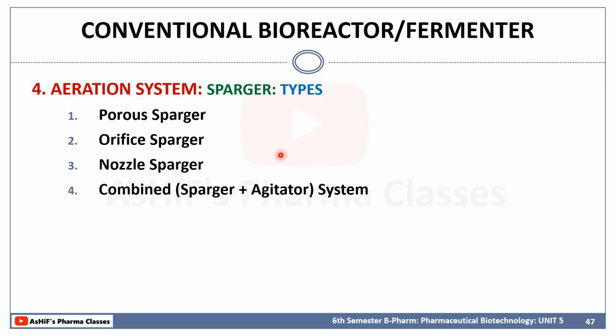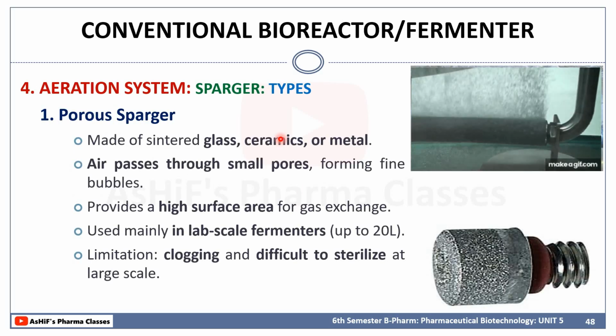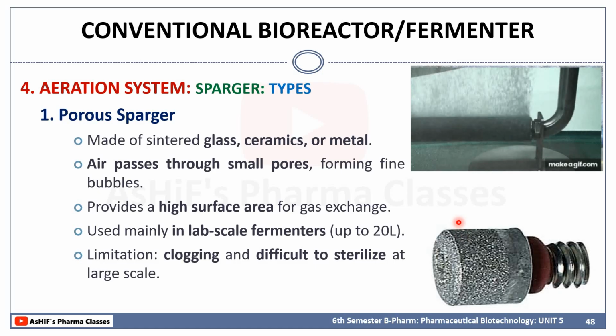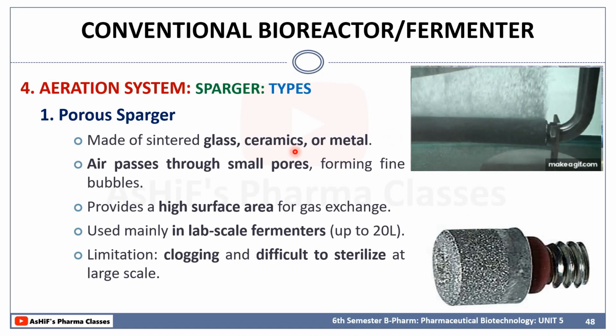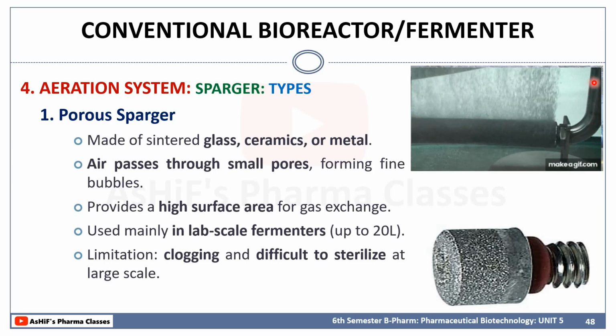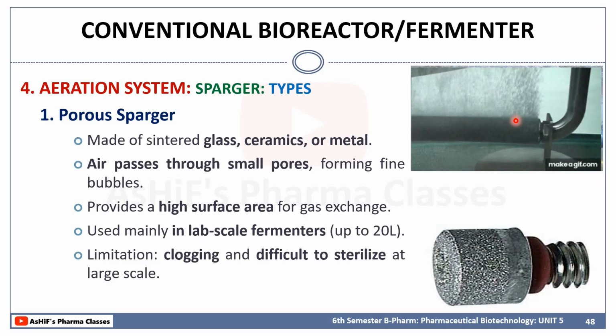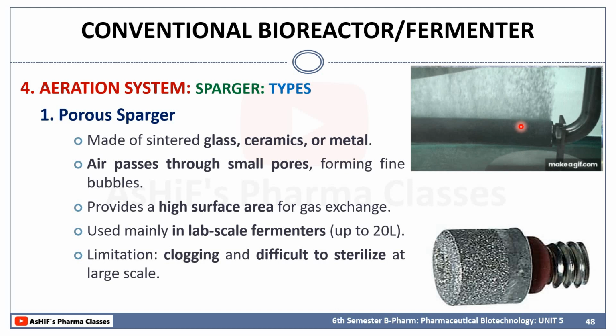Now let's see what are the different types of spargers. We have porous sparger, orifice sparger, nozzle sparger, and combined sparger, which means sparger with an agitator system. Let's see one by one. First one is the porous sparger. This is usually made up of glass, ceramics, or metal, which have very small pores. By giving air through this pipe to this sparger, it will form fine bubbles. There will be fine bubble formation through the porous sparger.